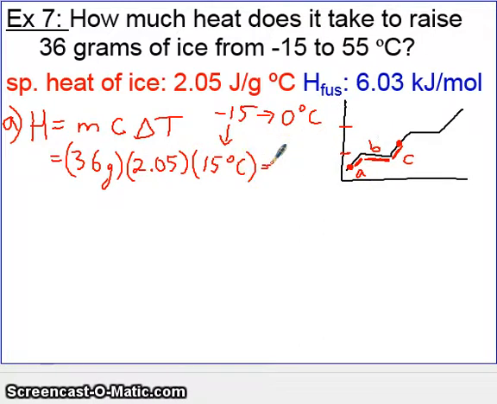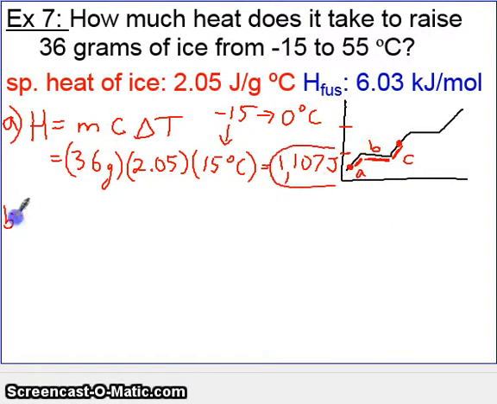Go ahead and do this on your calculator. We have 36 multiplied by 2.05 multiplied by 15. This gives us 1,107. I'll keep significant figures until the very end. The more important thing is to realize that this is joules, not kilojoules. So this is our first mini answer.